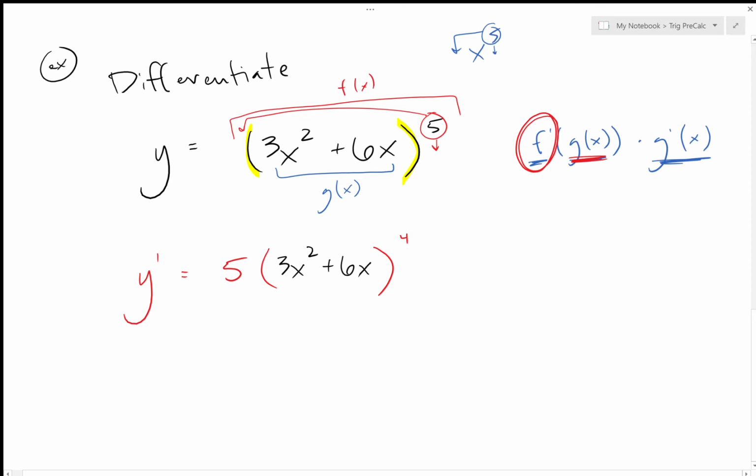Now we're going to multiply it by this piece over here, the derivative of the inside. So now we're looking at the inside, and let's take the derivative of that. We're going to ignore this 5 out here. Let's take the derivative of the inside. This would be 6x to the power of 1, plus 6x just becomes 6. Okay?